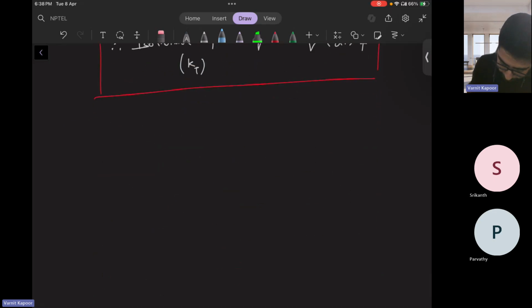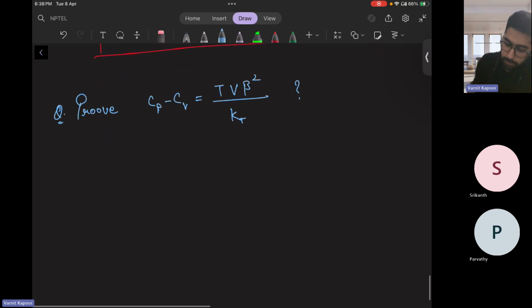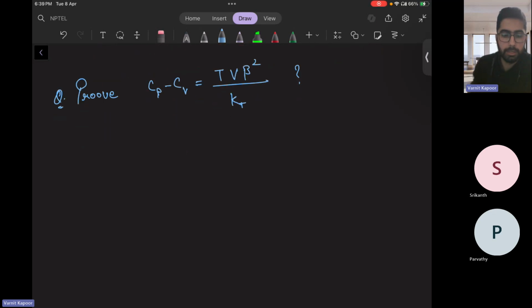Prove that Cp minus Cv is nothing but temperature times volume times beta square, that is expansivity, divided by K_T, the isothermal compressibility. You have to prove this, and this eventually involves a real gas. I'm not only talking about an ideal gas. All the terms and notation we have discussed. Take your time, think on it. I will get back and discuss in a few minutes.